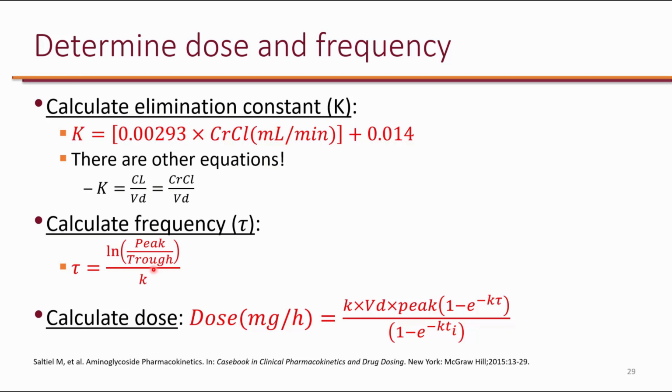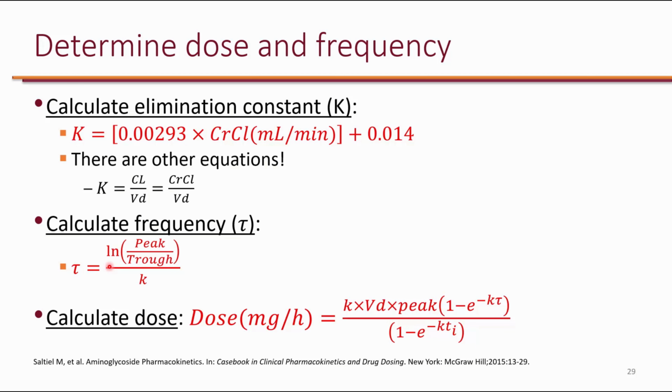So if this is a severe infection, for peak you're going to write 10. And then for your trough, you're going to write, let's say, 1. So you want it to be less than 2. And then you plug in the K and you solve for tau. And that tau will tell you how frequently you want to dose it. And of course, then we want to round the tau to something realistic.